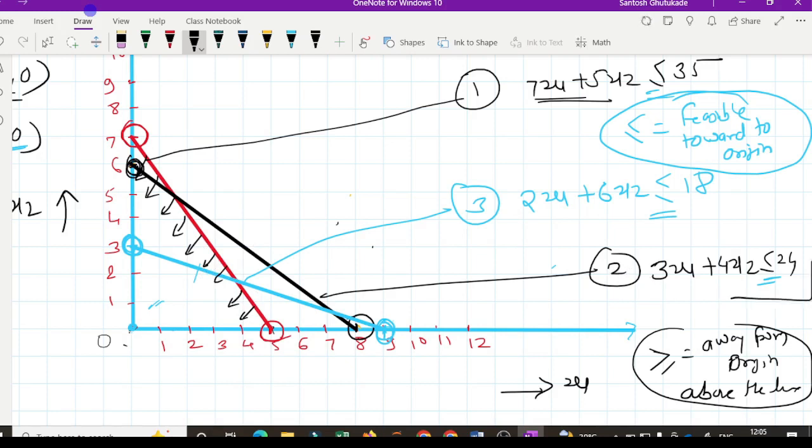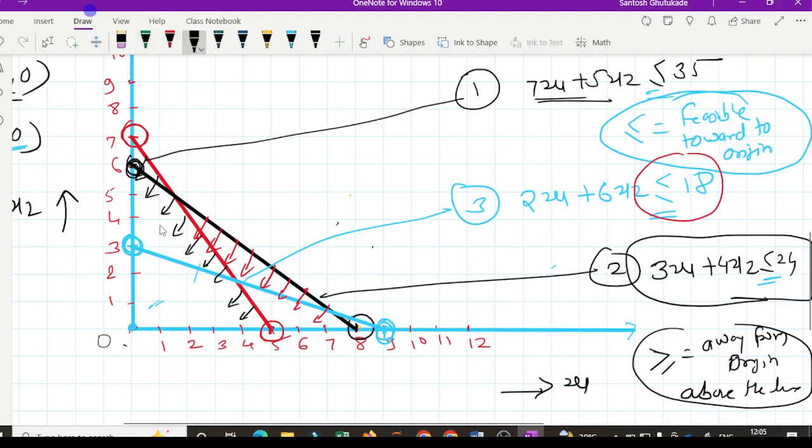Similarly, equation number 2 again has a less than or equal to sign. This is the black color line. Again here the feasible region is below the line, or we can say towards the origin or towards the 0. And for the third equation, again it is a less than or equal to symbol, so the feasible region is below the line, or towards the origin. So our answer lies below the line or towards the origin.